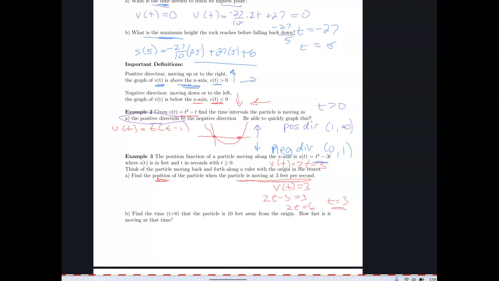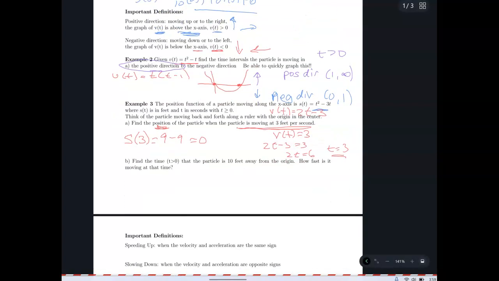And then what do they want? They want the position. So finding the position means we're going to take the s function and plug 3 in. So if I plug 3 in, I get 9 minus 9. Oh my goodness, it's at 0. So it's along the ruler, it's at the position 0.